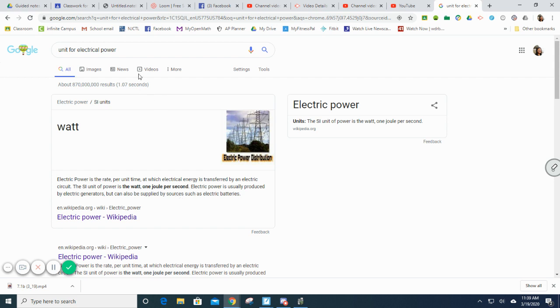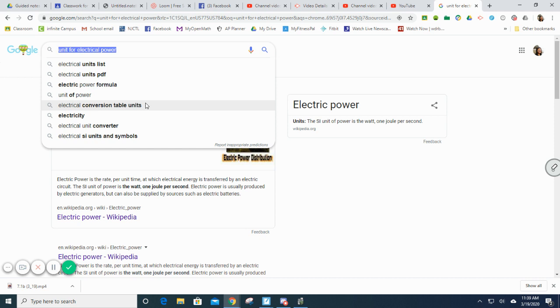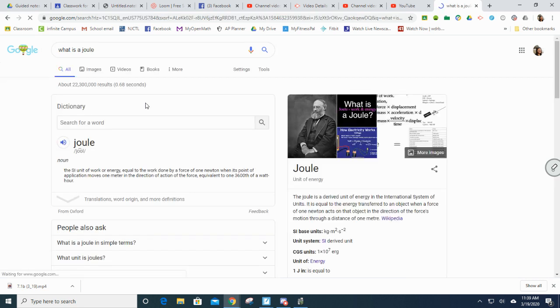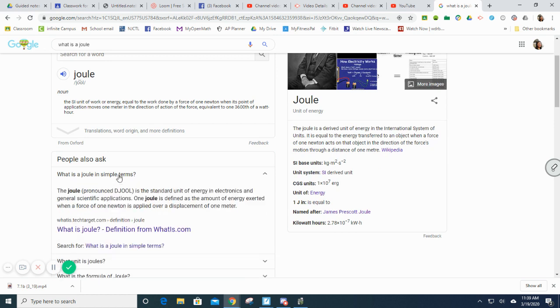Now, is a joule a basic unit? So it says right here, the SI unit of work or energy equal to the work done by the force of 1 Newton when its point of application moves 1 meter. So all we really care about for a joule is that it's just a joule. And again, it is defined as the amount of energy exerted when a force of 1 Newton is applied over a distance. So it's a Newton meter. That's what a joule is.